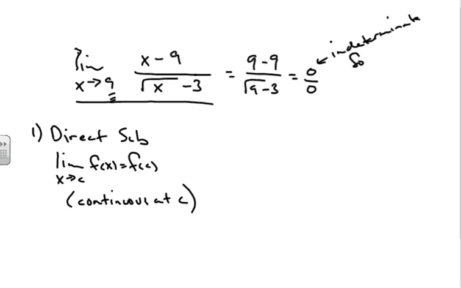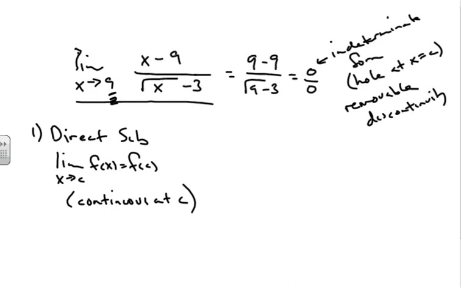Indeterminate form refers to the fact that there is usually a hole at x equaling C. So at this point 9, we have a hole in our graph. This is known as a removable discontinuity. Because there's a removable discontinuity, we know that this function is not continuous here.